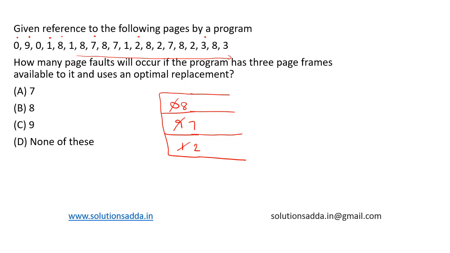Now 3 is a miss. Now we can replace either 7 or 2. Let's replace 7 with 3. Then 8 is a hit and 3 is also a hit. So the total number of page faults includes 1, 2, 3, 4, 5, 6, 7. So option A, 7 is the correct answer. All these dots represent page faults. So we have 1, 2, 3, 4, 5, 6 and 7. Option A, 7 is the correct answer.